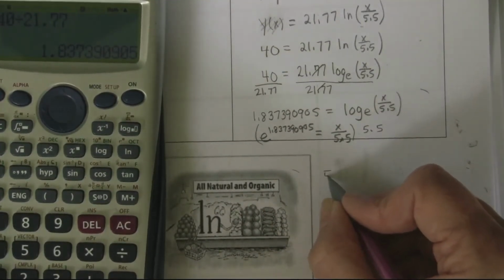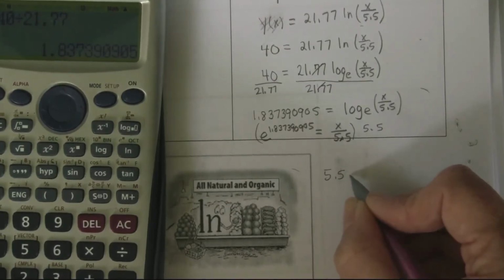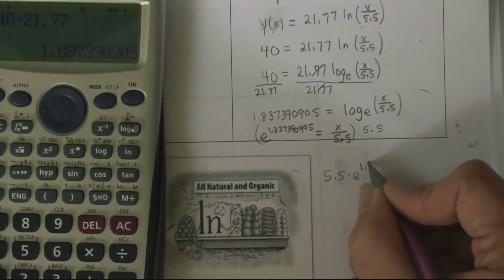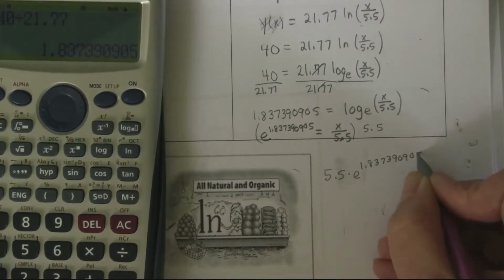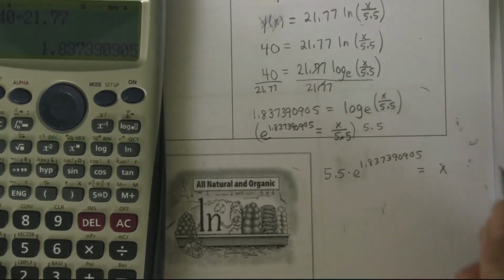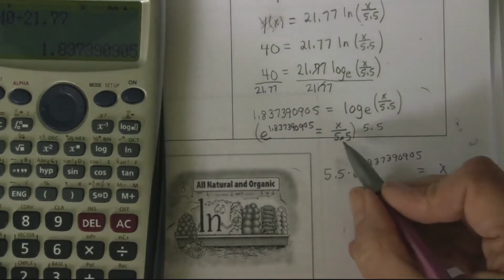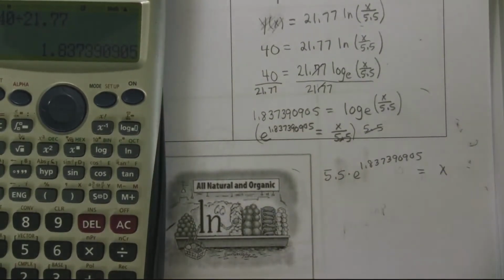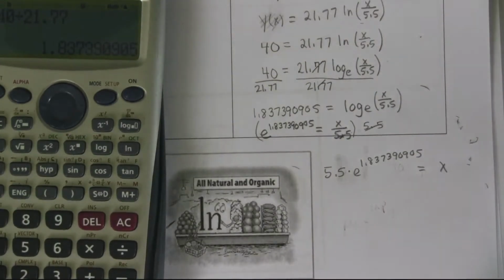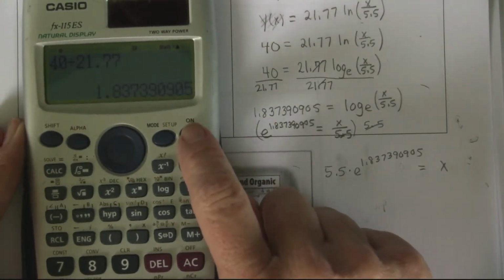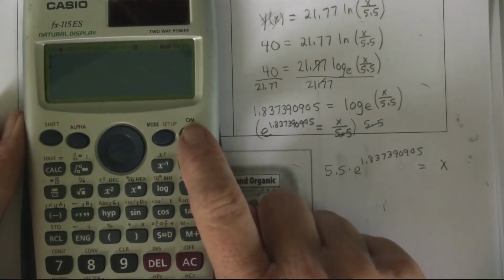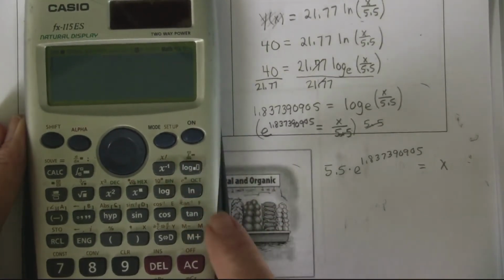So this is going to be 5.5 multiplied by e to the 1.8373900905 equals X. And because 5.5 divided by 5.5 is 1, X is the number of wells there are in the year 40 years after 1982, which is the year 2022.